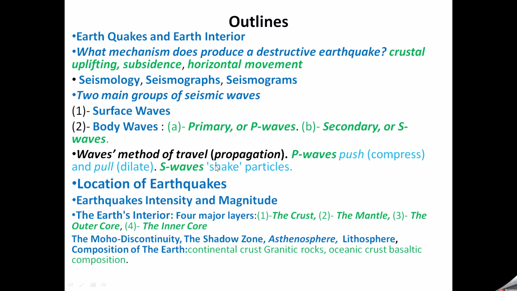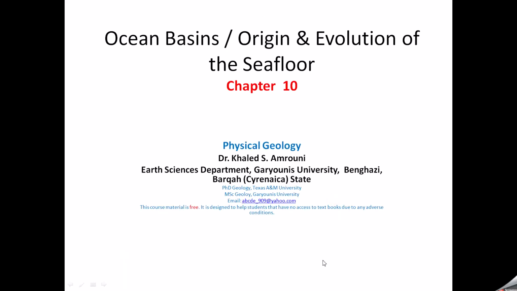Waves, method of travel or method of propagation. P waves push and pull, compress and dilate. And S waves shake particles. Location of earthquakes, how to find it. Earthquakes, intensity and magnitude. The Earth's interior, four major layers: crust, mantle, outer core, and inner core. And then we'll study Moho discontinuity, the shadow zone, asthenosphere, lithosphere, composition of the Earth, mainly granitic rocks for continental crust and basaltic composition for oceanic crust.